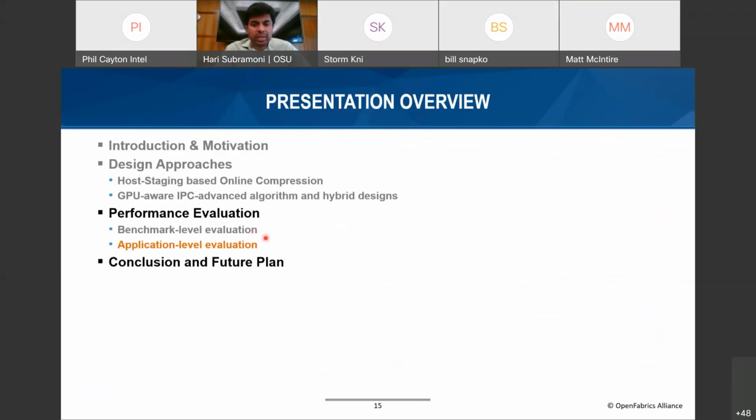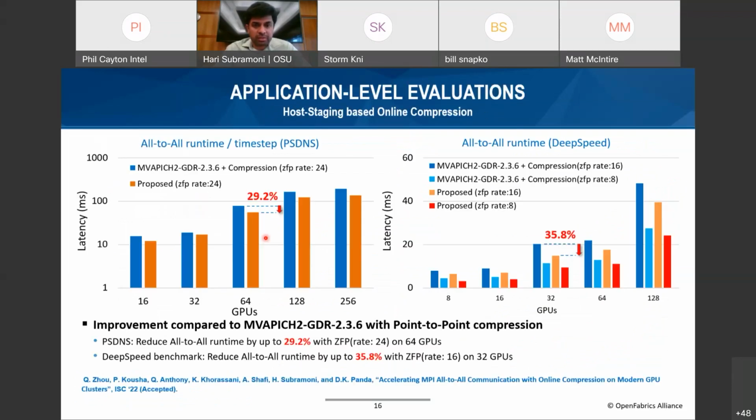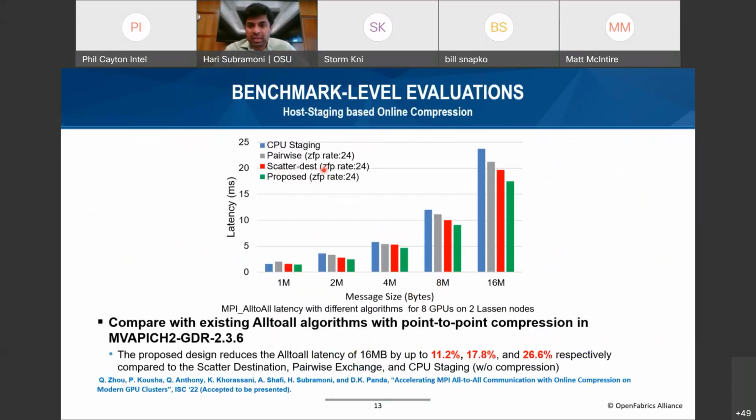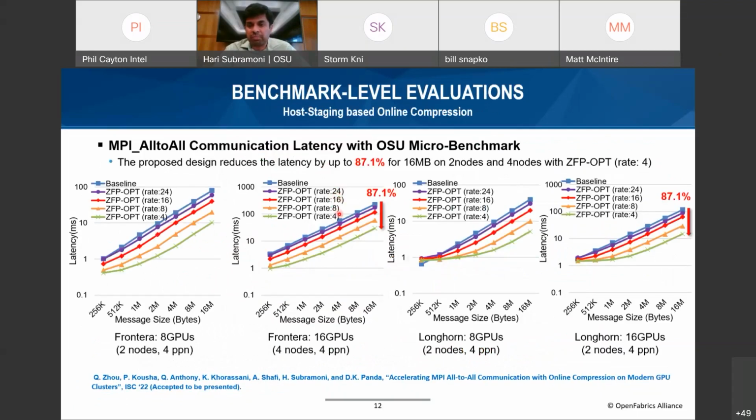So going forward, let's look at the application level benefits. Here we are evaluating the performance of the PSDNS as well as the DeepSpeed applications with the online compression solution. We evaluated PSDNS on different kinds of architectures. As you can see, the compression rate here is not very high. If you remember from the previous slides, we had evaluated with different rates of compression. The lower the number for rate, the higher the compression.